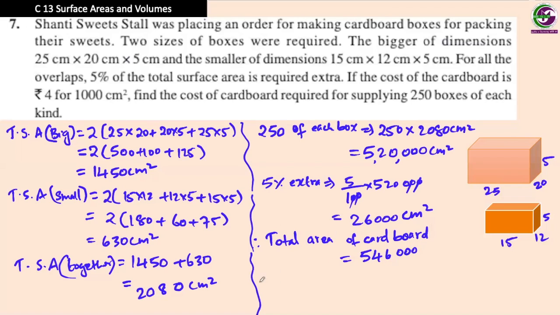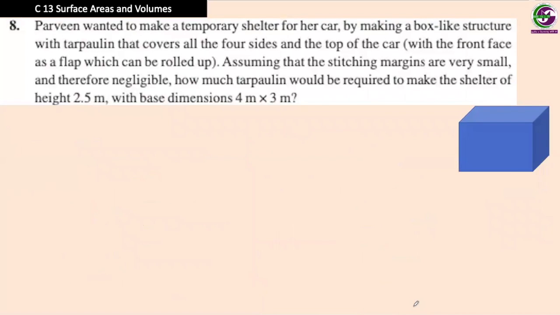Now the total cost is equal to 5,46,000. For each 1,000 centimeters square, it is 4. So times 4 divided by 1,000, which is equal to rupees 2,184. That is the total amount that they have to spend for buying the cardboard. Moving on to the last question.